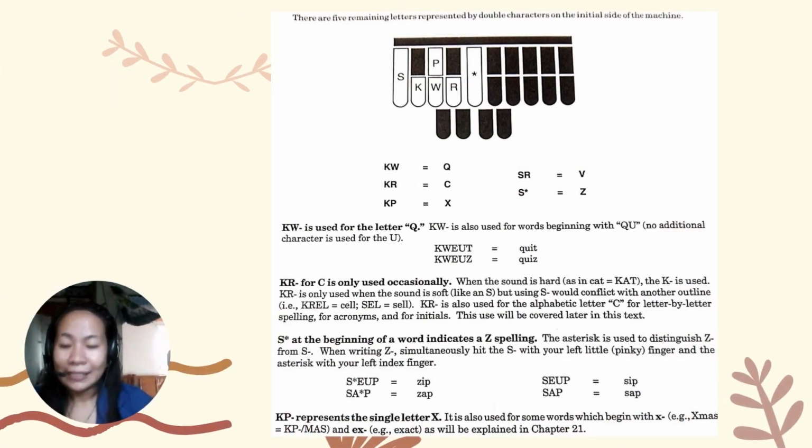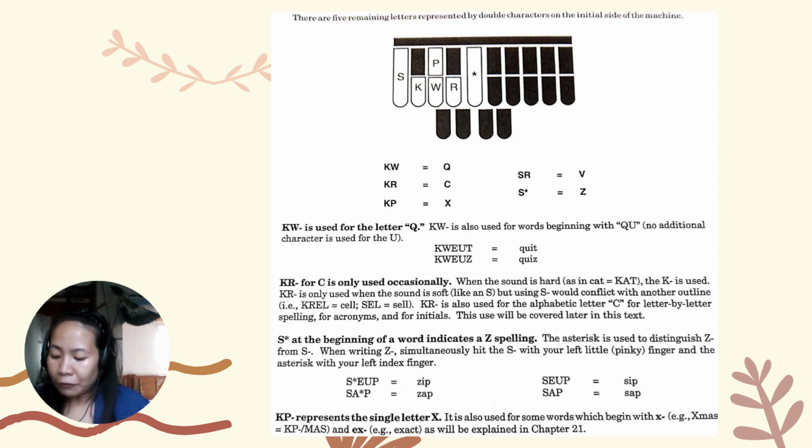Okay, so let's proceed with lesson 7, and this will be about additional initial side double character representation. So we have here the strokes KW that will represent the letter Q, KR will represent letter C, KP will represent letter X, SR will represent letter V, and the S could also represent letter Z.